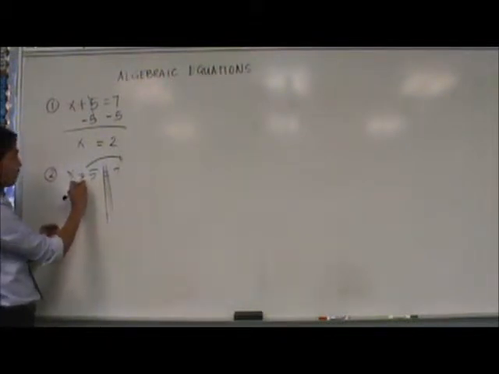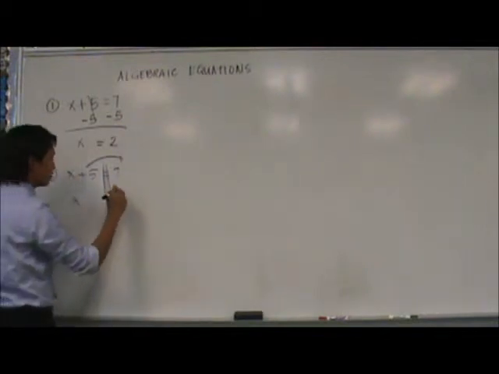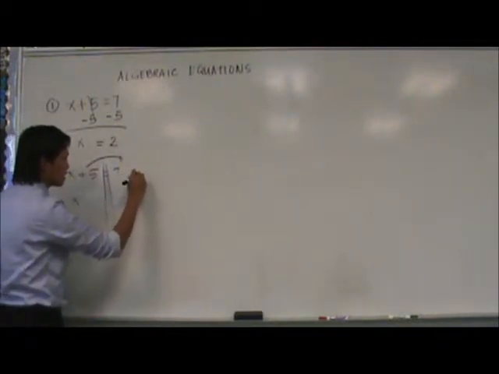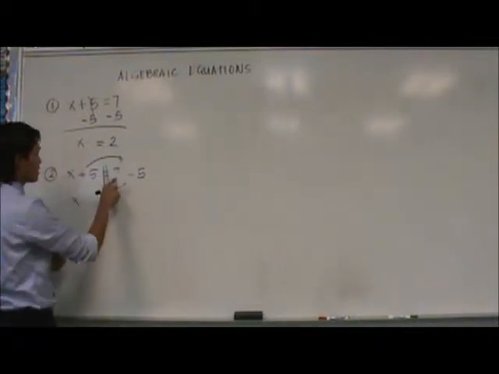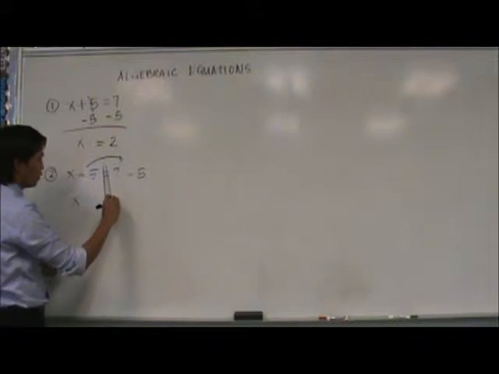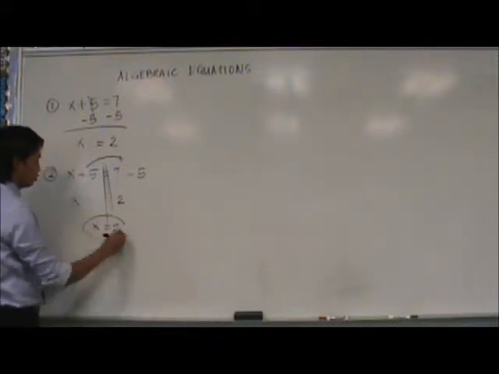For example, here we got positive 5. Positive 5, when you cross it over the bridge, becomes minus 5. So using your mental math, 7 minus 5 will give you 2. That's why x is equal to 2.